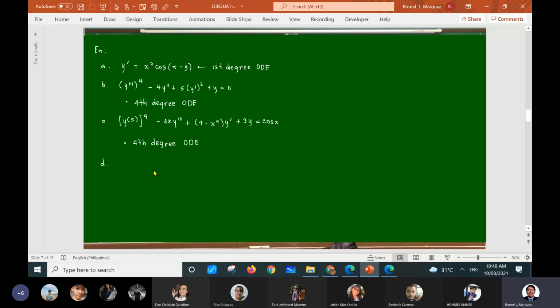What about this one? And that is plus kx equals 0. What's the order? 2. What's the degree? Meaning, what's the exponent? 1. So, it means first degree. Second order, first degree, ODE.